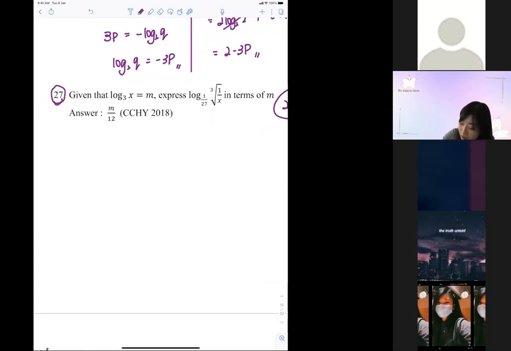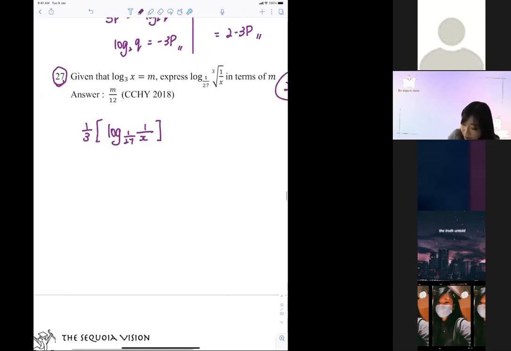So first thing we want to change base. When you see here, we want to change this base to 3. So you got log new base. Wait, before that, the power we can bring down. This power cube root, you bring down 1/3. So it's log 1/27, 1/x. Actually, this one you can bring down some more. Can I say that 1/x is x to the power of -1? Can, right? So bring down some more again.